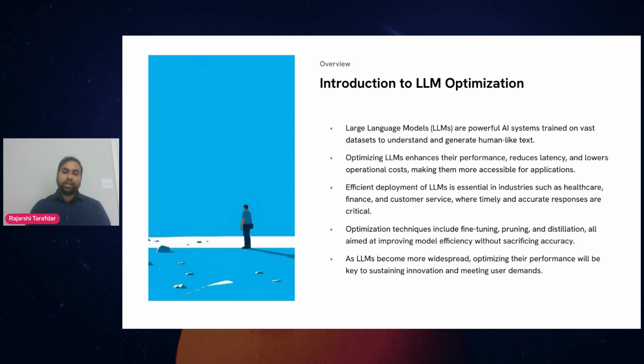And the optimization techniques include fine tuning, pruning, and distillation. All of these basically try to improve the model efficiency of the LLMs. And now the LLM needs to be very optimized in terms of meeting the user demands, so that it can be used mostly in the broader industry use.